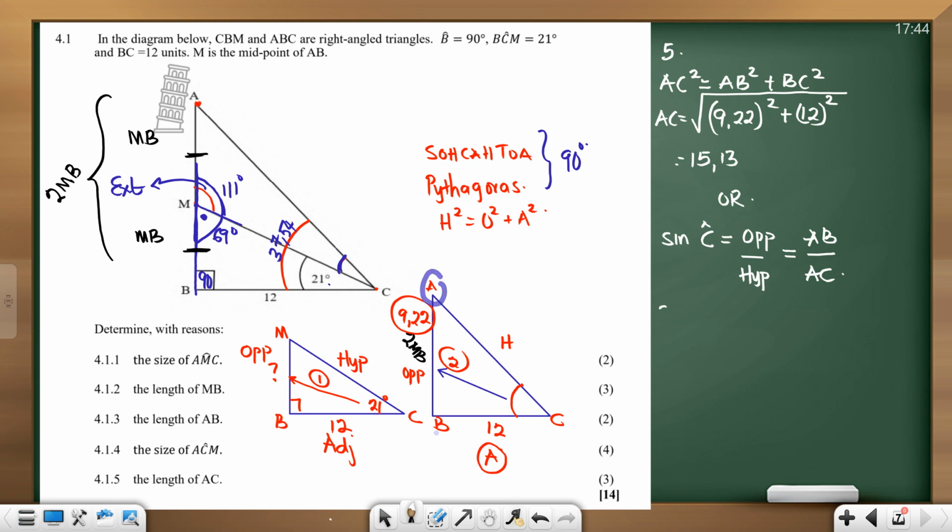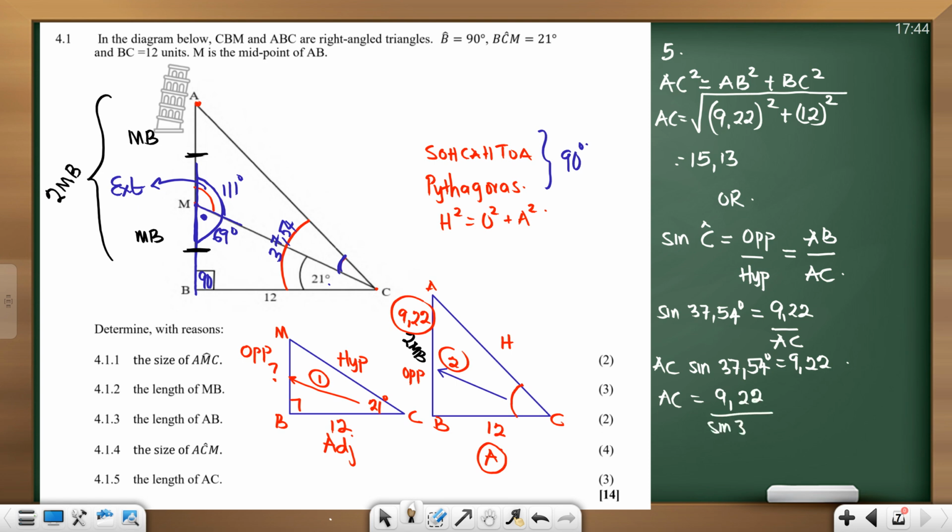What is our angle C? We got 37.54. What is AB? 9.22 over AC. How do we navigate? Cross multiply. AC sine 37.54 degrees. Please look at what I'm going to do. I'm going to divide both sides by sine of that angle. I just move the sine 37, and that is what I type in a calculator.